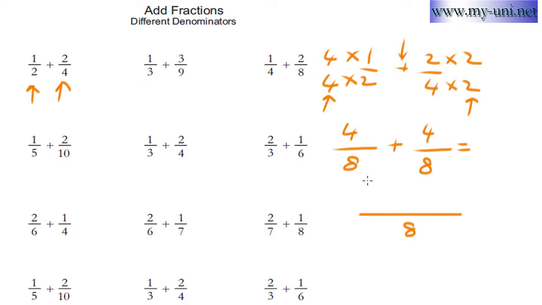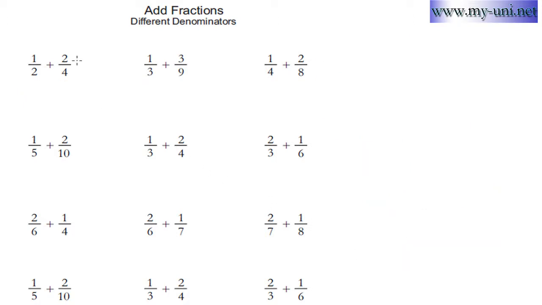So 8 once only, denominator once only, 4 plus 4 is equal to 8 over 8, and this fraction can be simplified. 8 times 1 is 8 and 8 times 1 is 8. So the sum of these 2 fractions is 1 over 1, or 1 whole.